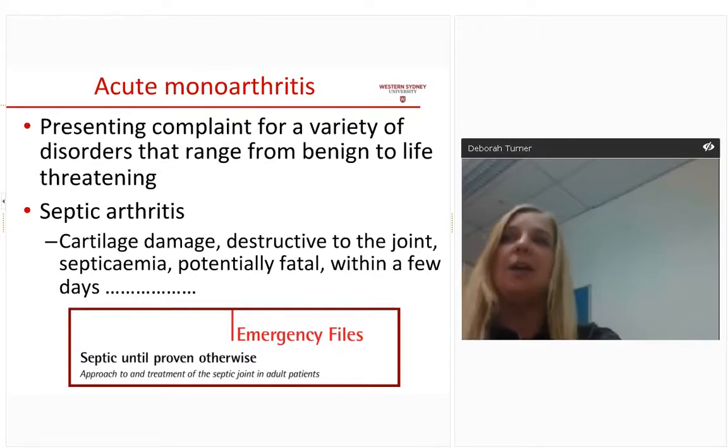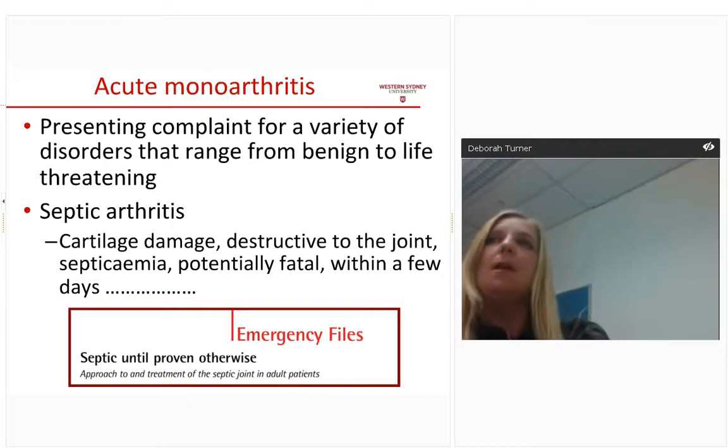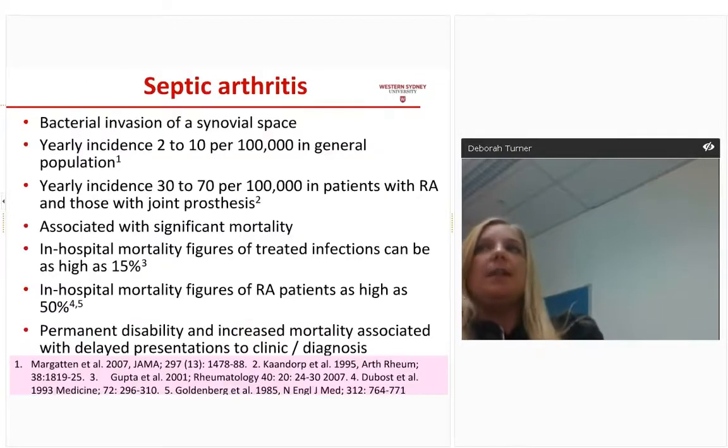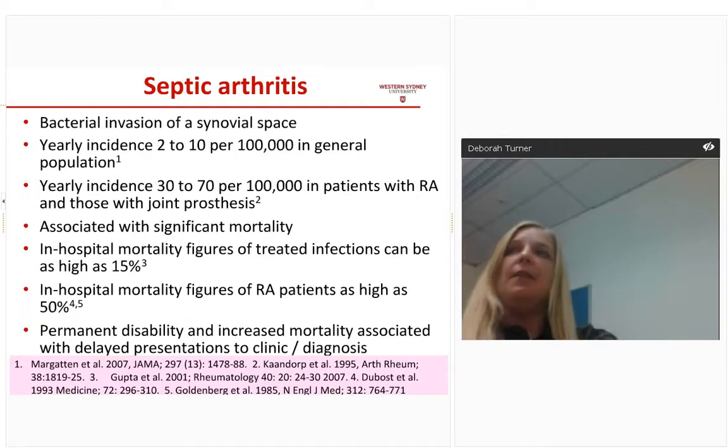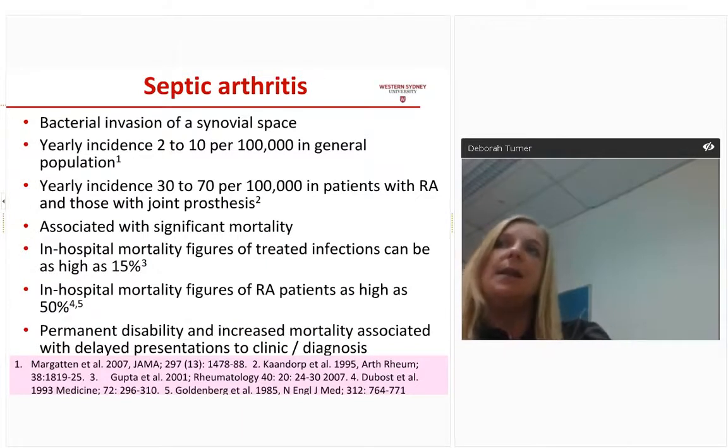So when we consider a septic arthritis, what is it? Well, it's bacterial invasion into a synovial space. And whilst it's relatively rare, we do need to have it on our list of differentials and be quite confident in being able to detect it.